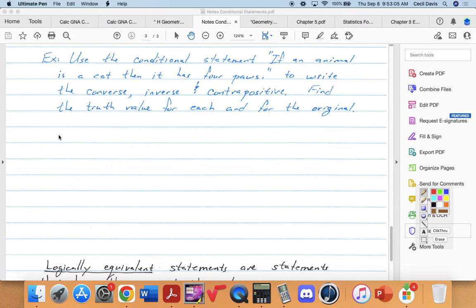So, the converse. We want to switch the hypothesis with the conclusion. Notice it has an "it" here. That pronoun stands for an animal. So typically we'll replace that with an animal. So if an animal has 4 paws, then it is a cat.